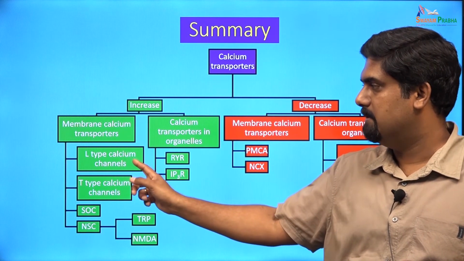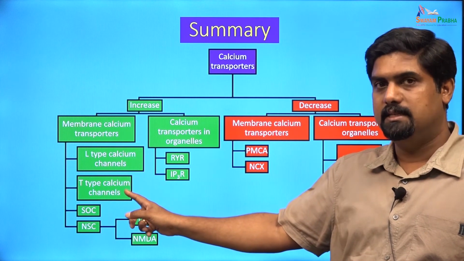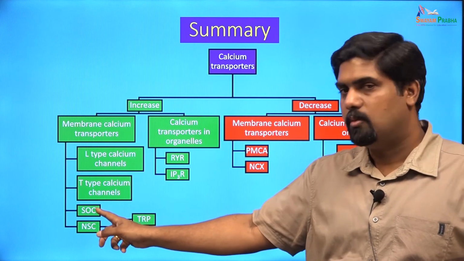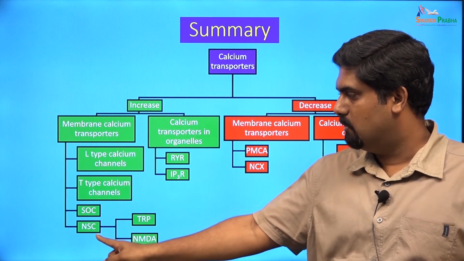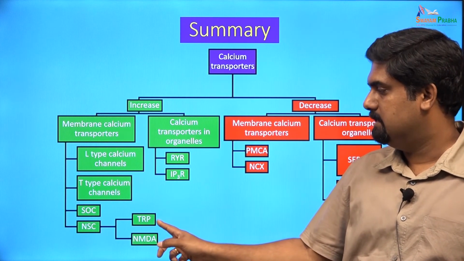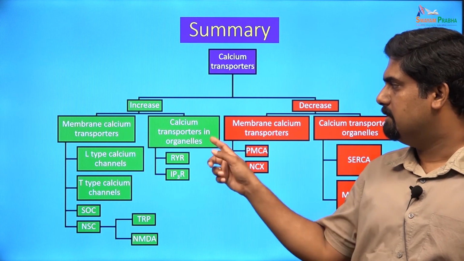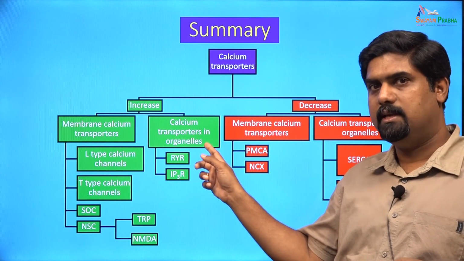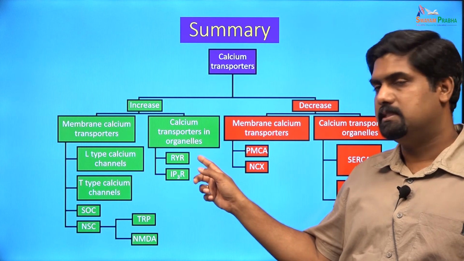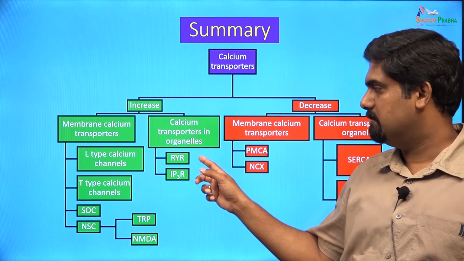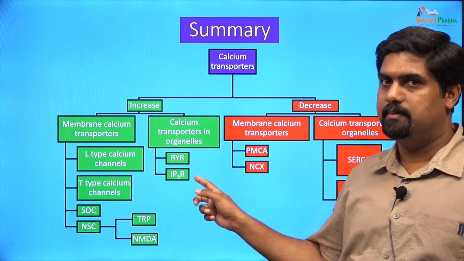We discussed the L-type calcium channels, the T-type calcium channels, the store-operated calcium channels, the non-specific cation channels like the TRP channels, and the NMDA receptors. The calcium transporters present on cell organelles like the endoplasmic reticulum and the sarcoplasmic reticulum are the ryanodine receptors and the IP3 receptors.